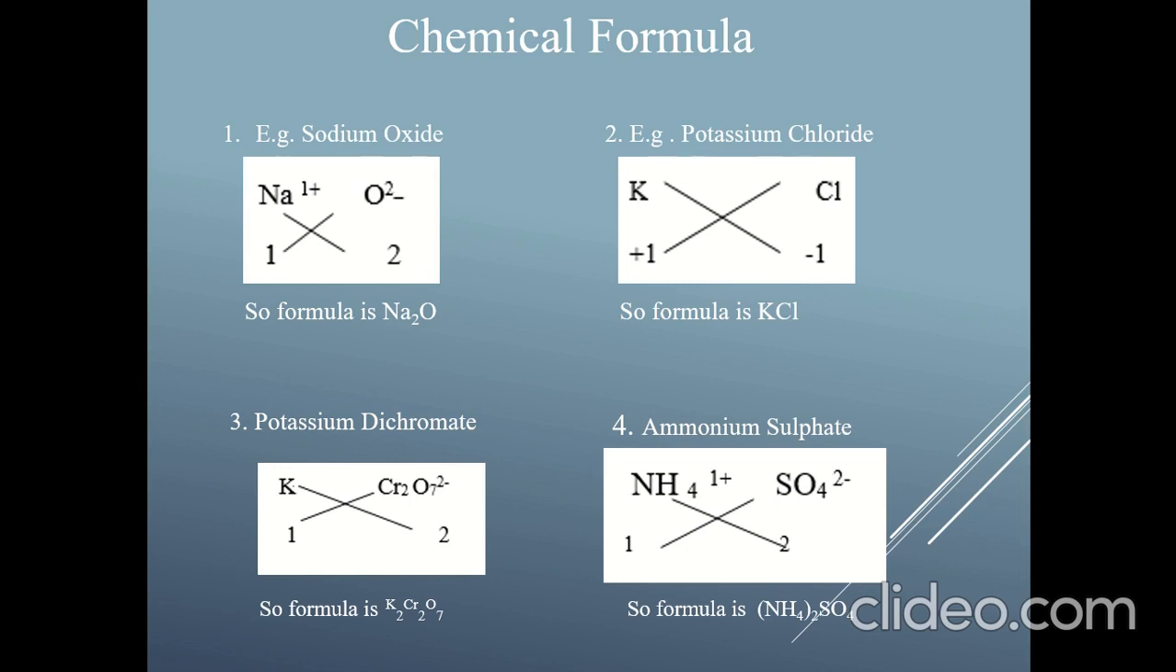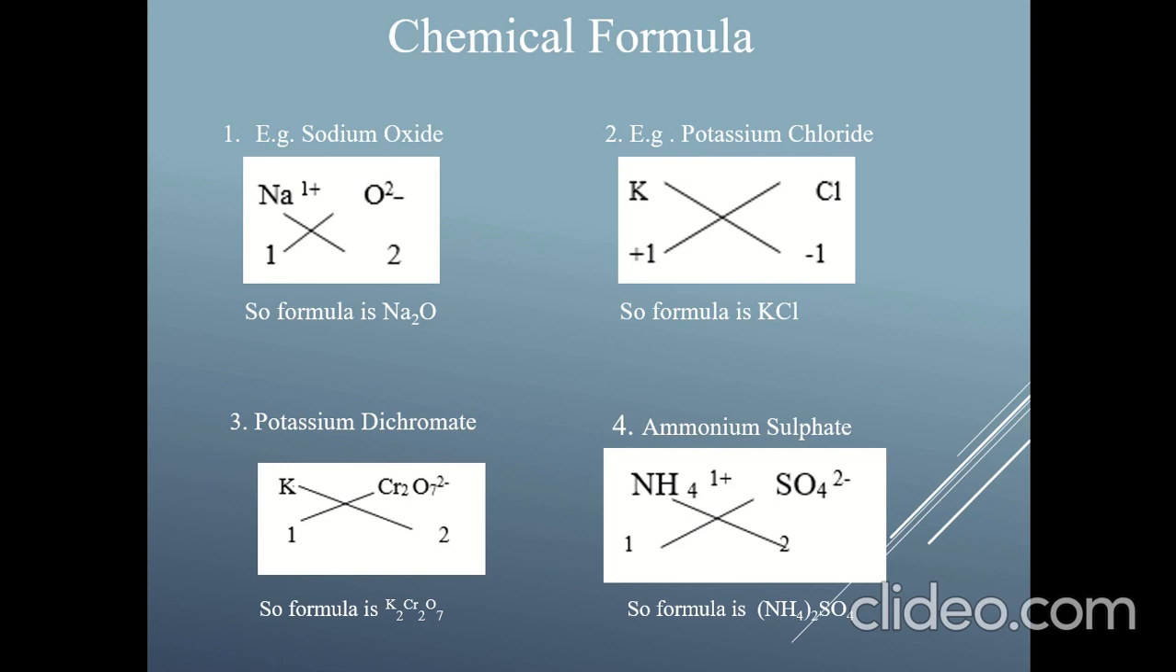Next is potassium dichromate. Now formula of potassium is K and that of dichromate is Cr2O7 -2. So potassium is having valency 1 and that of dichromate is 2. So after interchanging, it becomes K2Cr2O7. Ammonium sulfate. The formula of ammonium is NH4 and that of sulfate is SO4 -2. Valency of ammonium is 1 and sulfate is 2. So after interchanging the valency number, it becomes (NH4)2SO4.